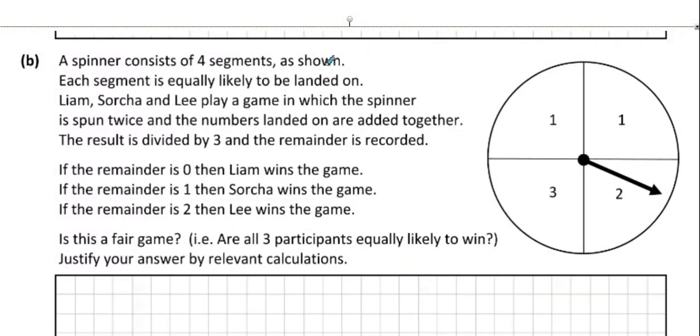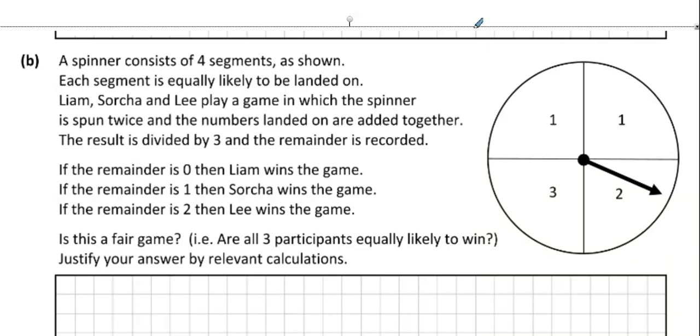A spinner consists of 4 segments as shown. Each segment is equally likely to be landed on. Liam, Sorka, and Lee play a game in which the spinner is spun twice, and the numbers landed on are added together. The result is divided by 3, and the remainder is recorded. Wow.